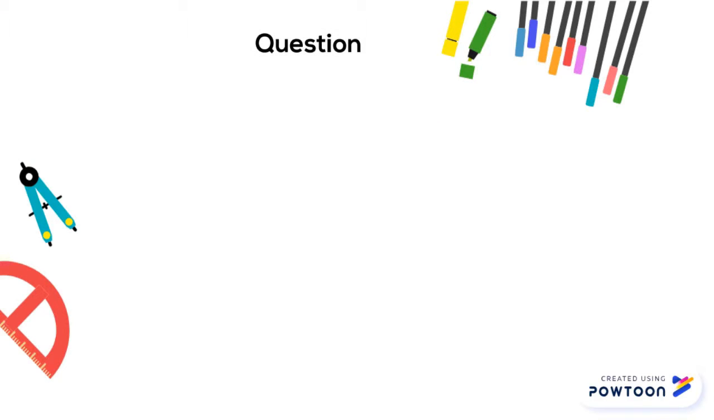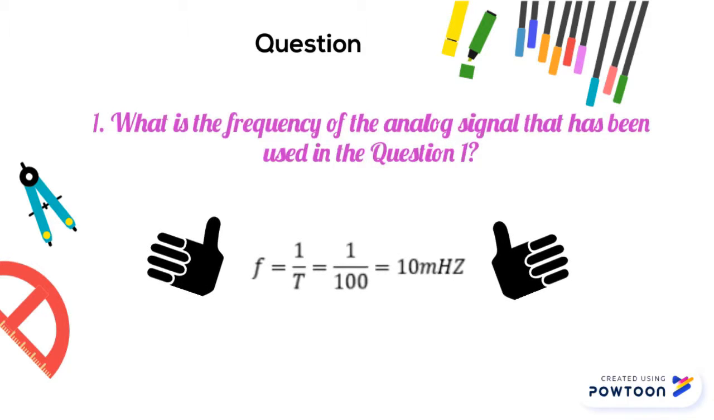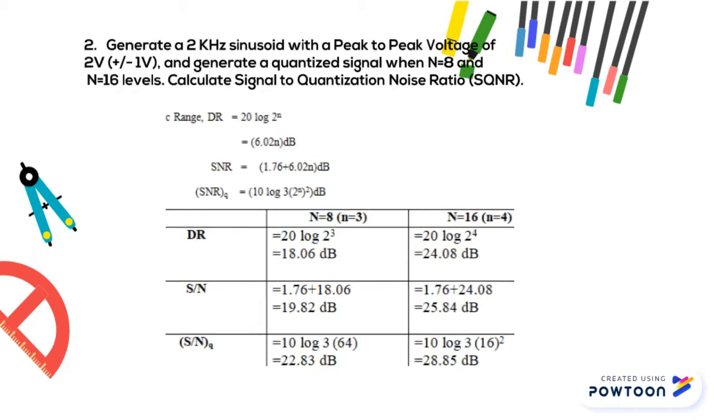Question: what is the frequency of the analog signal that has been used in question 1? Generate a 2 kHz sinusoid with a peak-to-peak voltage of 2 V, negative 1 V to positive 1 V, and generate a quantized signal when n equals 8 and n equals 16.